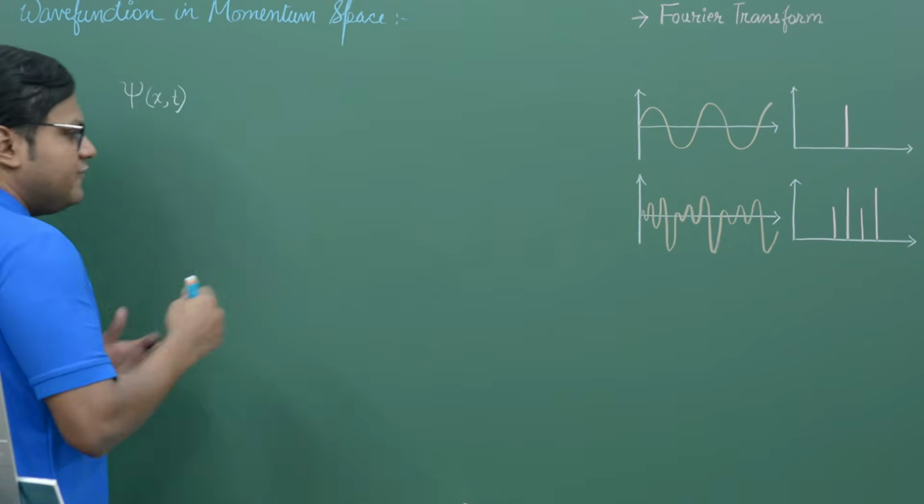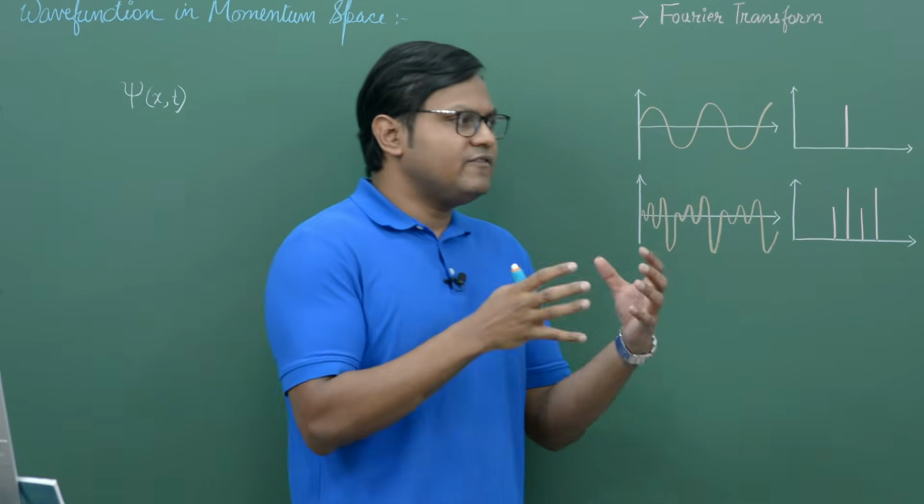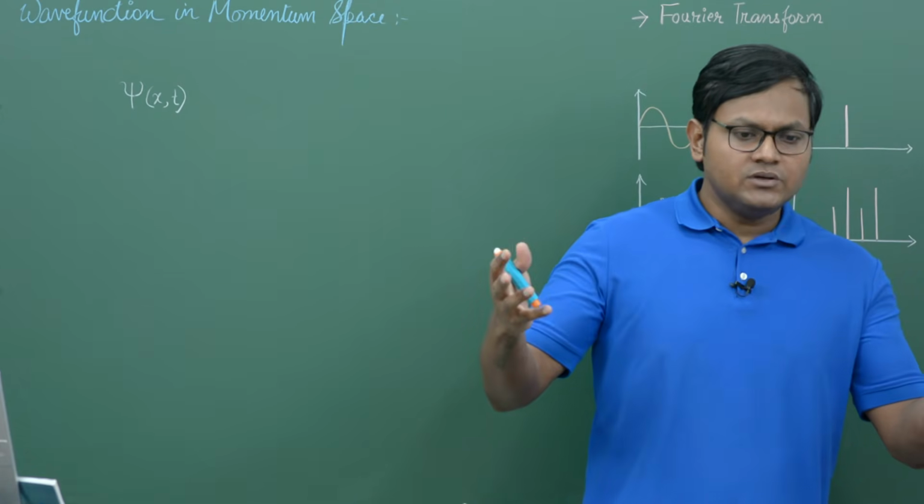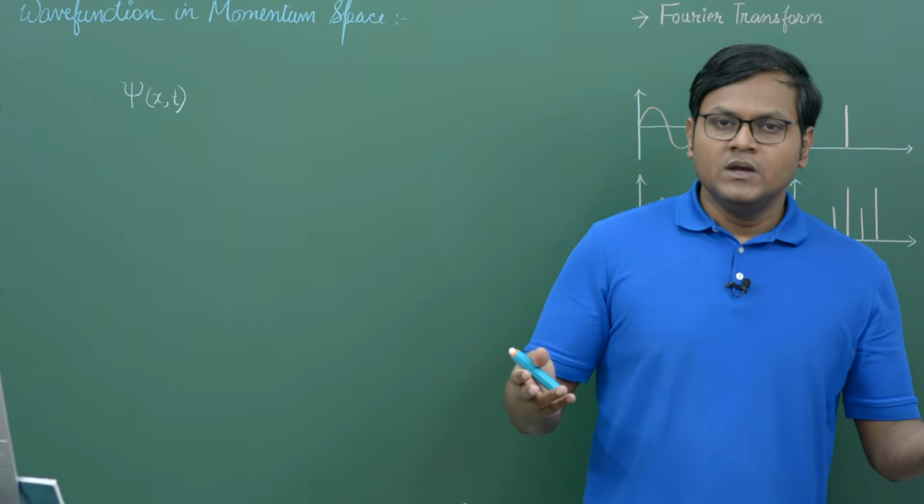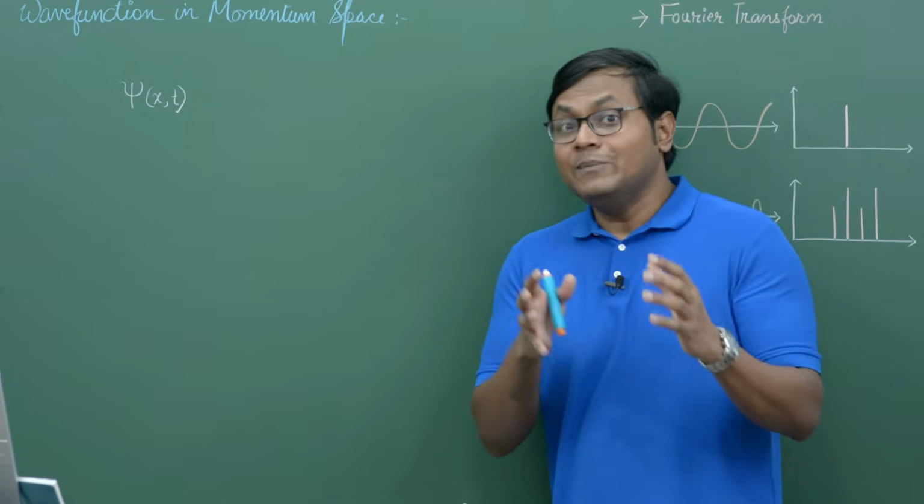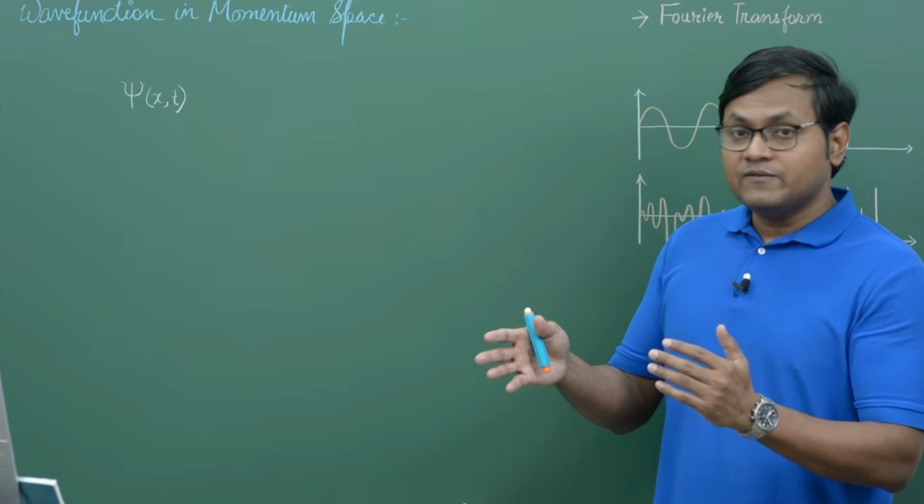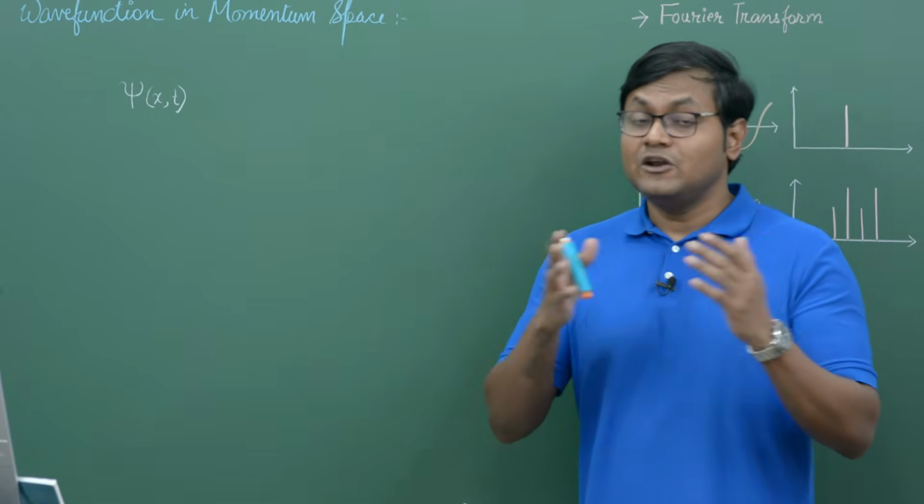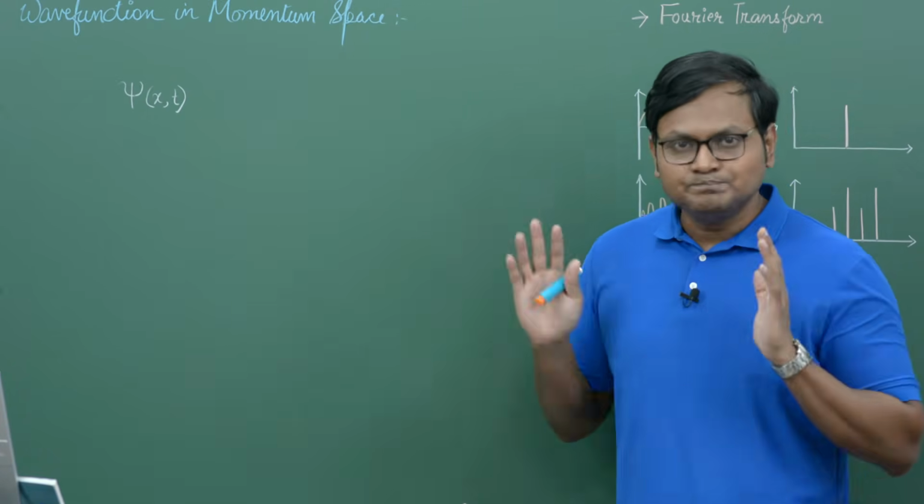Now, this wave function is an abstract mathematical function that contains the information about the particle's evolution as the particle is moving around. So, from here we can figure out the probability density of the particle, we can find out the average values of the position, the average values of the momentum, the average values of the energy, etc.